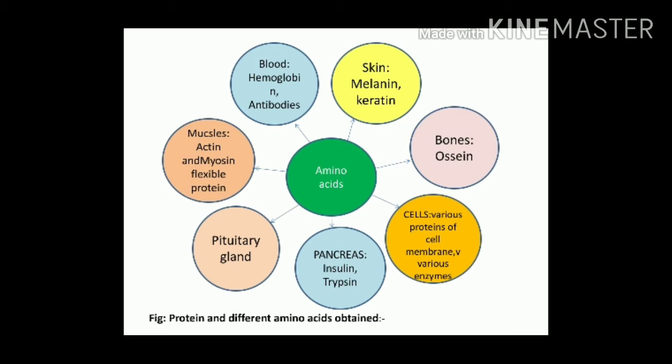Types of proteins and their locations: melanin and keratin pigment are present in the skin, then ossein in the bones. Proteins of the cell membrane and different enzymes are located in the cells. Insulin and trypsin are located in the pancreas. Different hormones are located in the pituitary gland. Flexible proteins like actin and myosin are in the muscles. Hemoglobin and antibodies are in the blood.